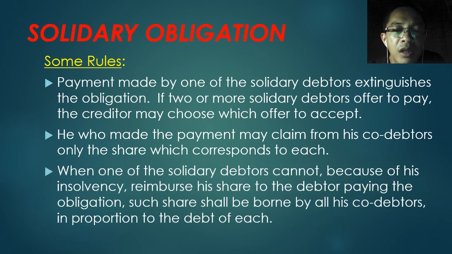When one of the solidary debtors cannot, because of his insolvency, reimburse his share to the debtor paying the obligation, such share shall be borne by his co-debtors in proportion to each of them. Okay, kung halimbawa, binayaran ng isang debtor ang entire obligation, tapos sinisingil niya ang ibang co-debtors niya, tapos yung isa cannot pay because insolvent na, then yung mga natira, paghati-hatian nila yung share ng insolvent.